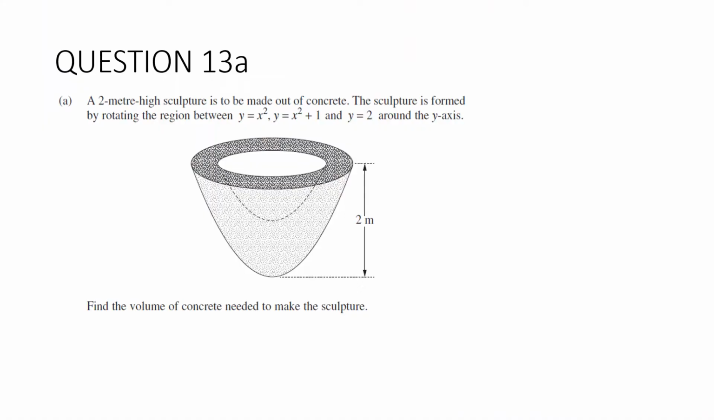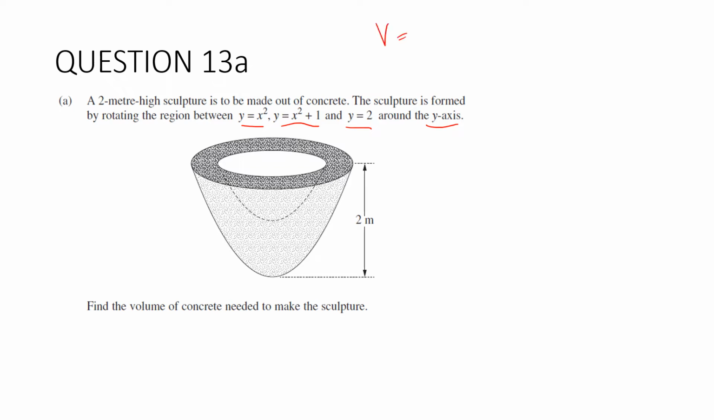13a. A 2-metre high sculpture is to be made out of concrete. The sculpture is formed by rotating the region between y equals x squared, y equals x squared plus 1 and y equals 2 about the y-axis. Find the volume of concrete needed to make the sculpture.